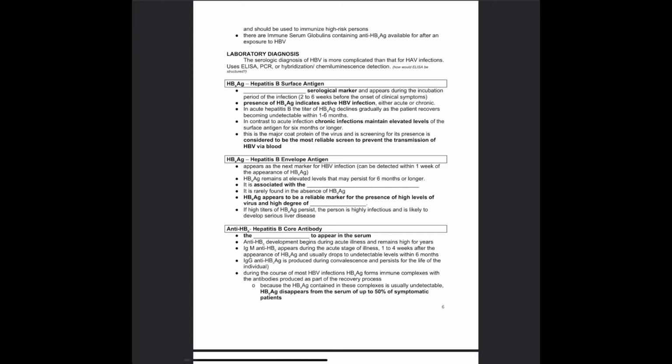This is the major coat protein of the virus, and screening for its presence is considered to be the most reliable screen to prevent the transmission of hepatitis B via blood.